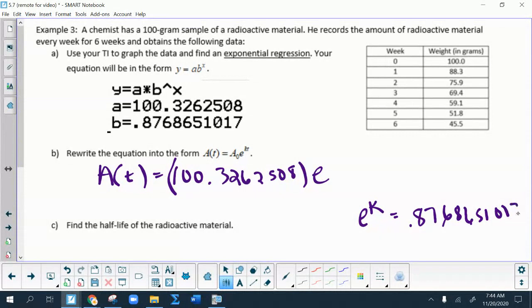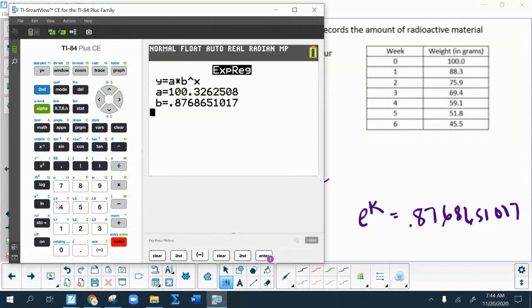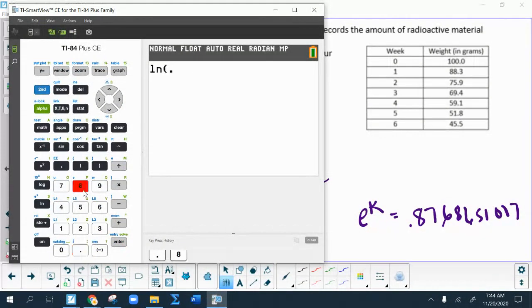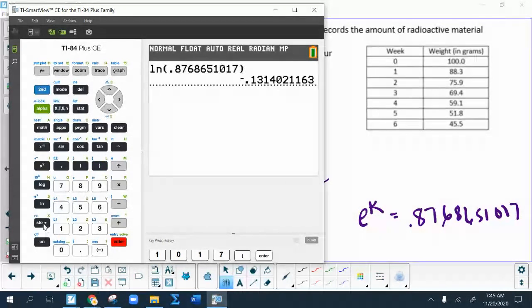And when I do the natural log of the right side, I get the K value. So I'm going to do it on my calculator so you can see it, because then I'm going to store it as well. I'm going to do natural log of 0.87686511017. Enter. That is my K value, and I'm going to store it. So store alpha K.